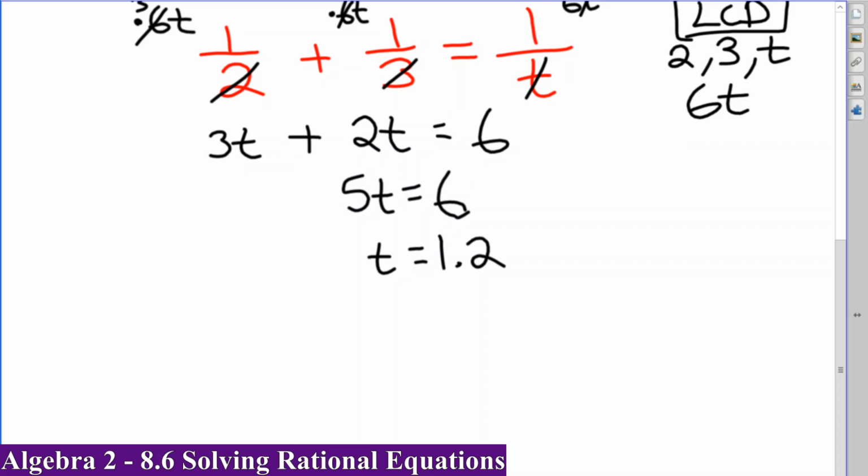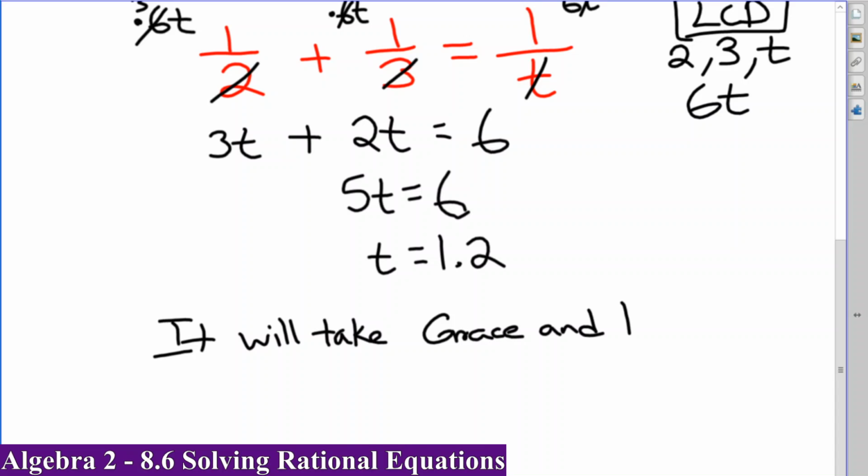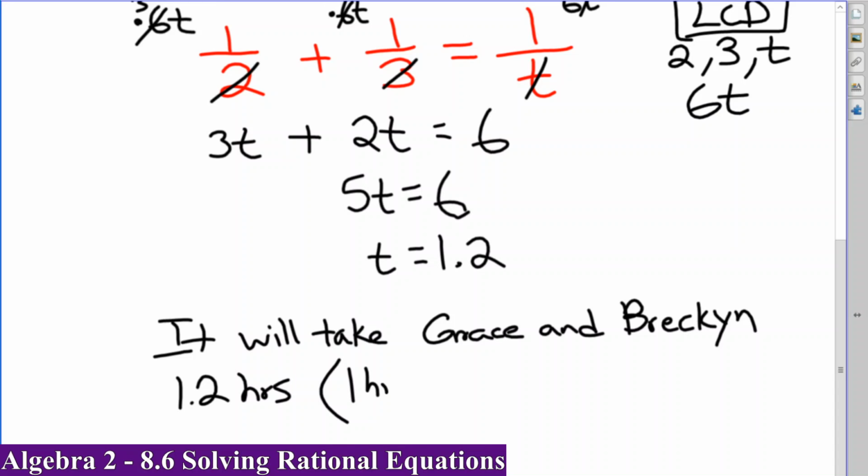Okay, so what does that mean? What we're saying is that it will take Grace and Brecken 1.2 hours, or 1 hour, 12 minutes, to mow the lawn together.